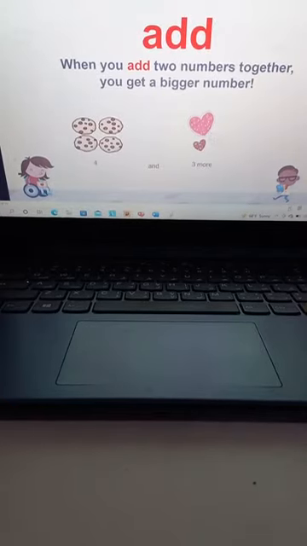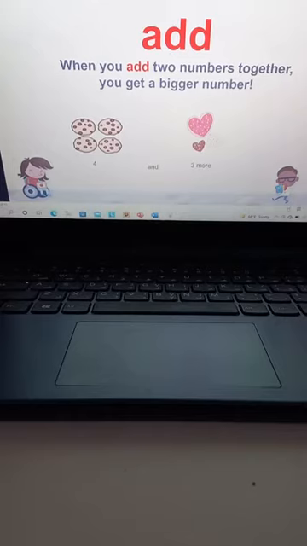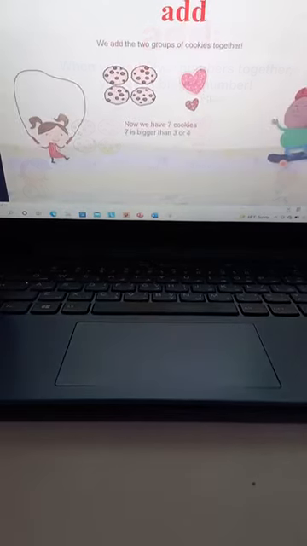So here, when you look at my screen, can you tell me what you see? Yes, we have cookies. We have the round cookies and we have the heart cookies. Do you know that when you add two numbers together, you get a bigger number? Whenever you add two numbers together, you always get a number that is bigger than the two numbers you added. Okay, I'll show you an example.